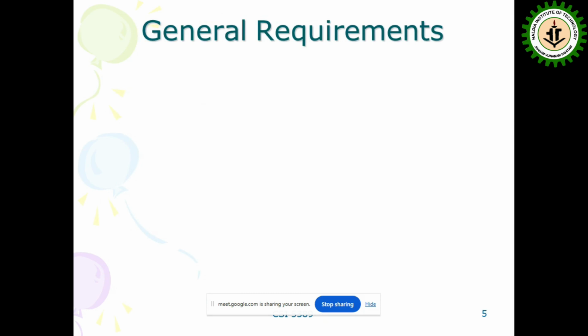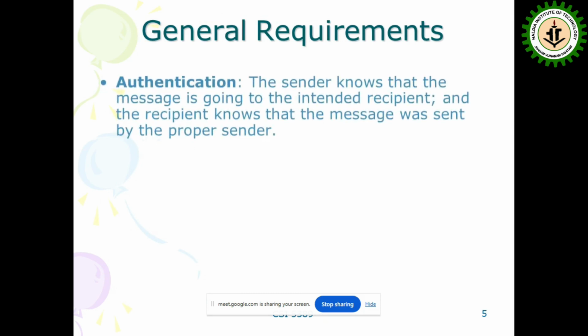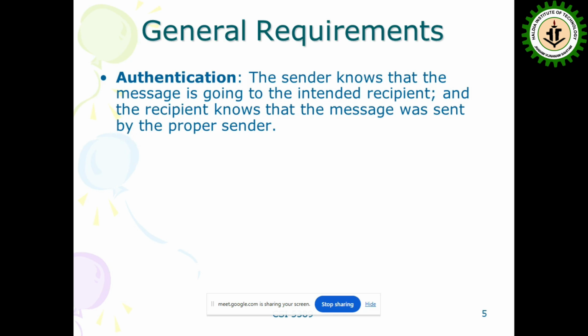Talking about the general requirements of cryptography. Cryptography addresses four key requirements. First one is authentication. The sender knows that the message is going to the intended recipient and the recipient knows that the message was sent by the proper sender.